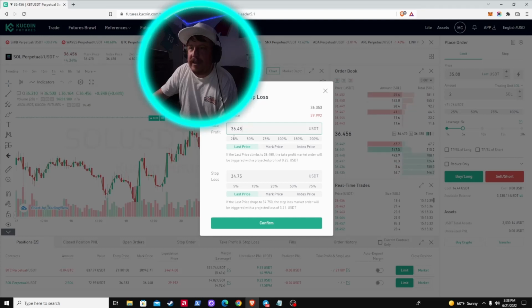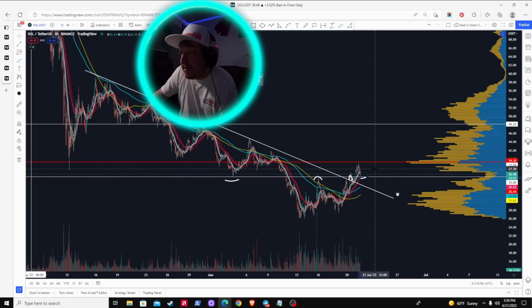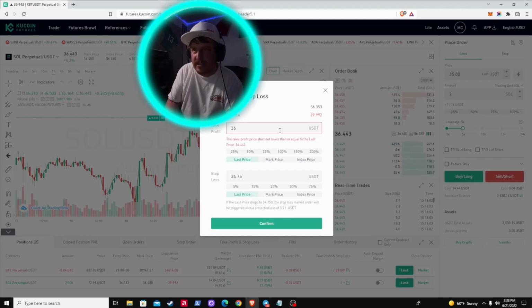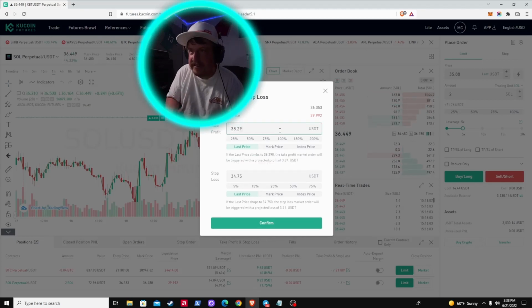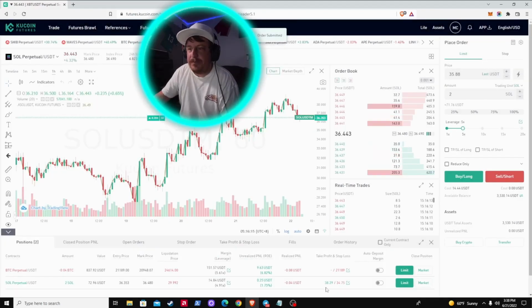With 36.48, it's showing me that if the last price climbs to that, the market order will trigger, and I would have a profit of a whole 25 cents. How amazing would that be, right? Woohoo! But let me make sure I got that right, actually. I was looking at that wrong. Oh, yeah, that's why that makes sense. The current price was 36.48. So let's say I want to do 38.29. That's kind of silly of me, but all right. So 38.29, sorry. That would be an estimated profit of $387. So I hit confirm, and now it's put both of those there.